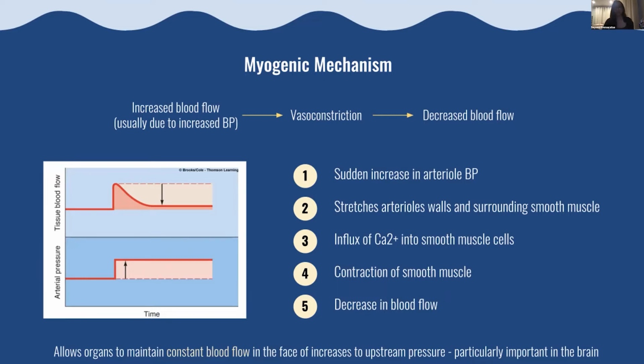So if you have that sudden increase in arterial blood pressure, it's going to stretch on the walls around it. And if you stretch the smooth muscle that is around your arterial walls, you're going to get an influx of calcium into those cells, and it's going to cause them to contract. So the contraction of the smooth muscle is going to lead to vasoconstriction. And because the arterioles are smaller now, you get less blood flow. And this is important for certain structures like your kidneys or your brain, where you need a constant blood flow. But again, as I said before, it can lead to things like hypertension.